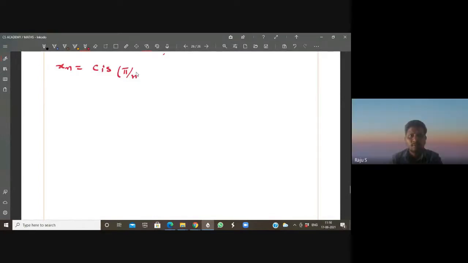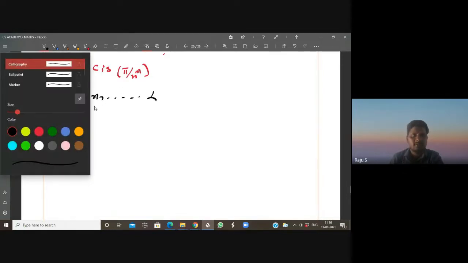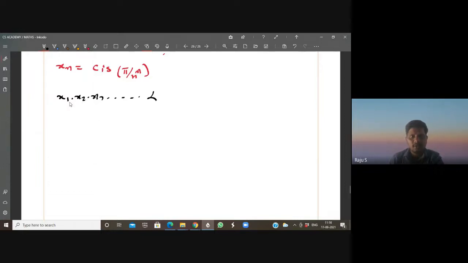Product that I'm going to explain. Here we need to find x1, x2, x3, and so on, up to infinity. It is an infinite series product. What is x1? Cis pi by 4, cis pi by 4 squared, cis pi by 4 cubed, and so on, up to infinity.